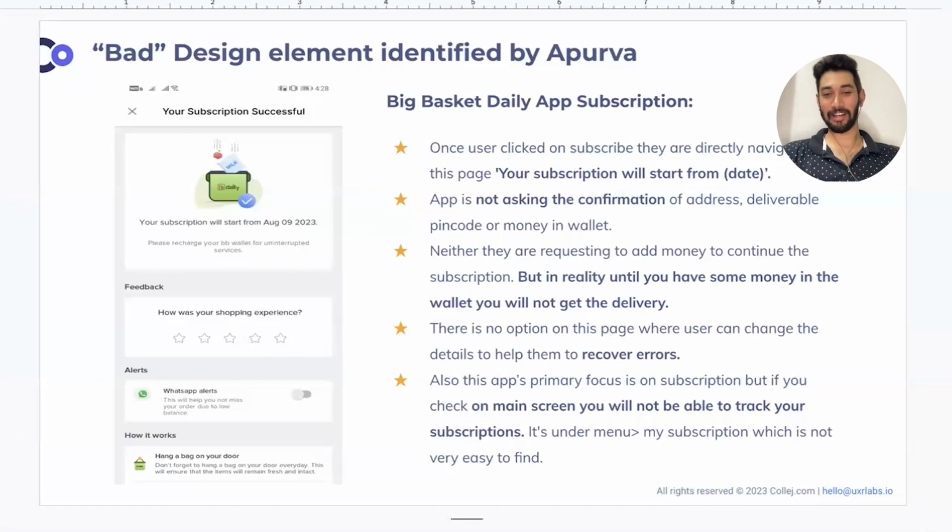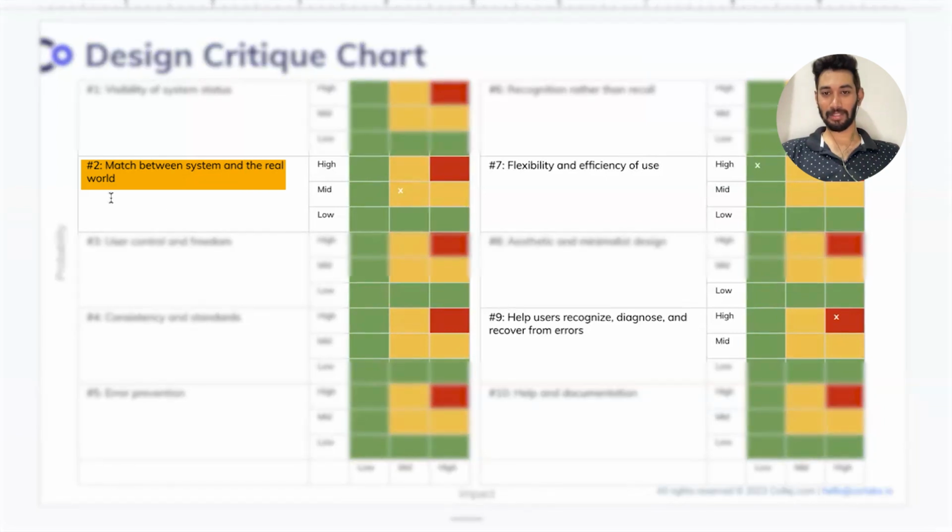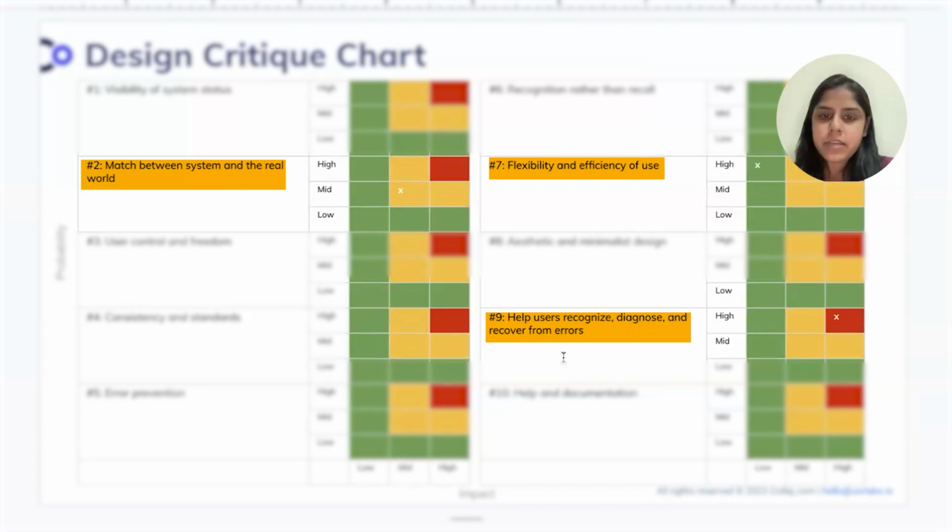So what you're saying right now is something that you had identified. Yeah, and the third heuristic that we identified was recovering and diagnosing an error. Okay. So the three heuristics that you mentioned were match between system and real world, flexibility and efficiency of use, and help users recognize and diagnose errors. Can you tell the rationale as to why we had graded it in this manner?